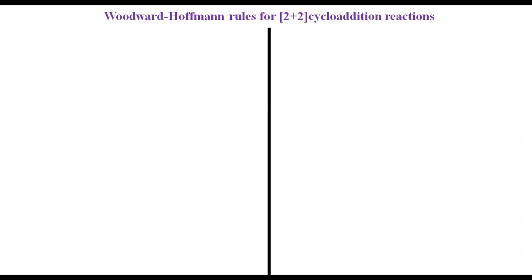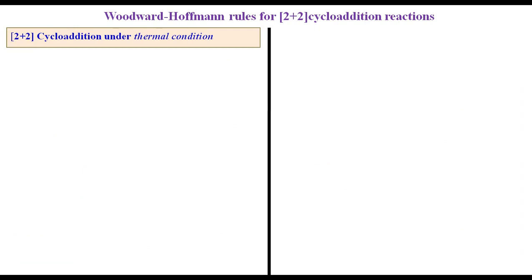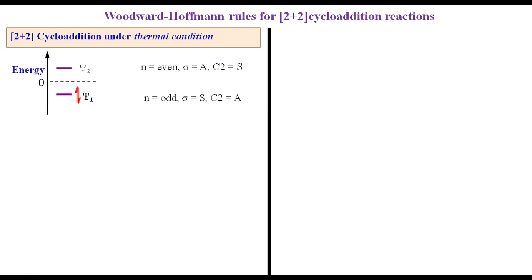Now let us derive the Woodward-Hoffmann selection rule for 2 plus 2 cycloaddition reaction. In the previous lecture, that is electrocyclic part 1, we have already learned how to make Hückel molecular orbital diagrams for ethylene and different conjugated pi systems. In ethylene, there are two pi molecular orbitals, Psi1 and Psi2. Under thermal condition, Psi1 is fully occupied by two pi electrons and Psi2 is fully vacant. So, Psi1 acts as HOMO while Psi2 as LUMO.